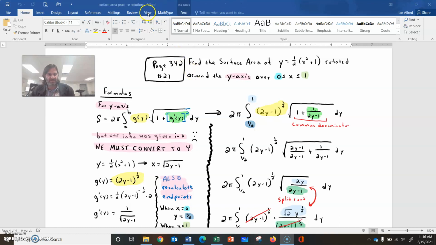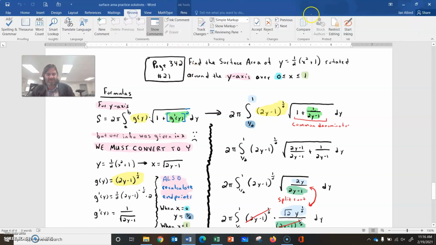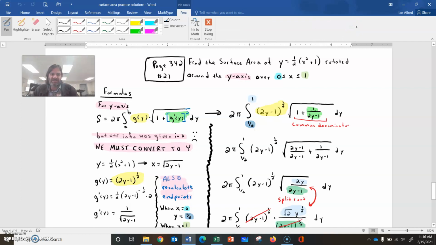Alright, so we got another problem here. It's number 21. It says find the surface area of y equals 1/2 times the quantity of x squared plus 1 rotated around the y-axis over the integral from 0 to 1 in terms of x.